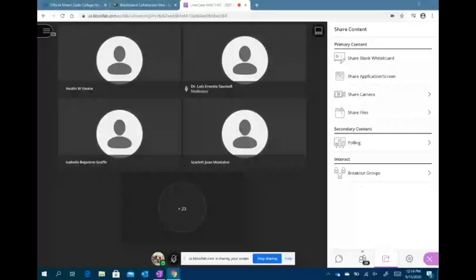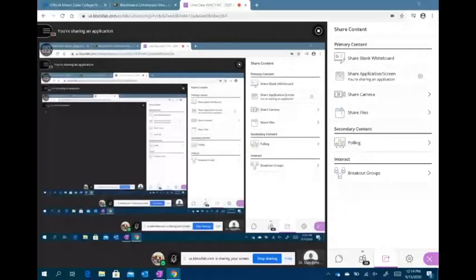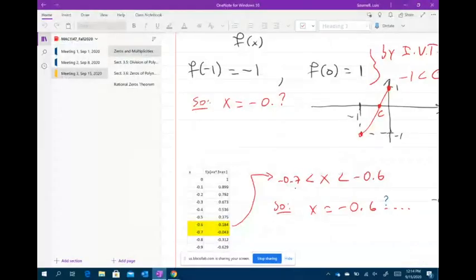Okay. So be patient because I'm using two computers, and I have to switch from one to the other. Okay.